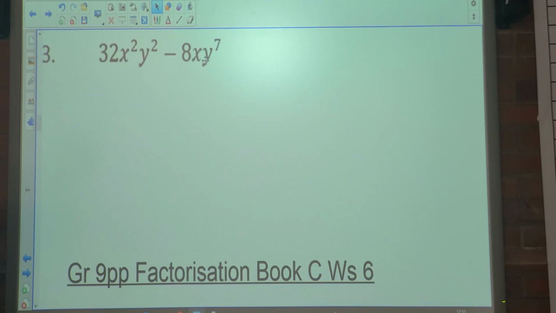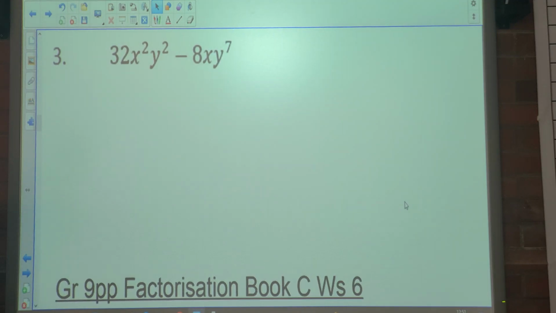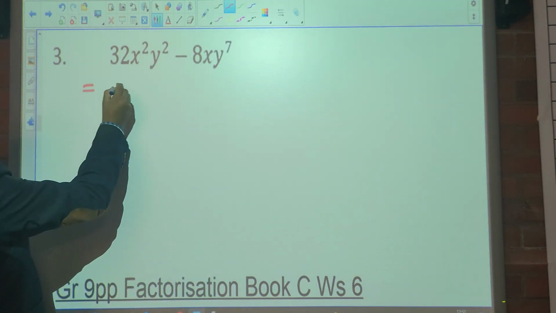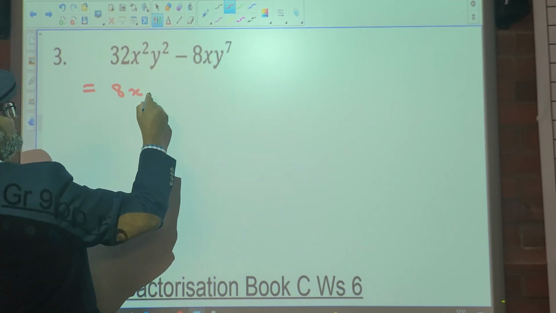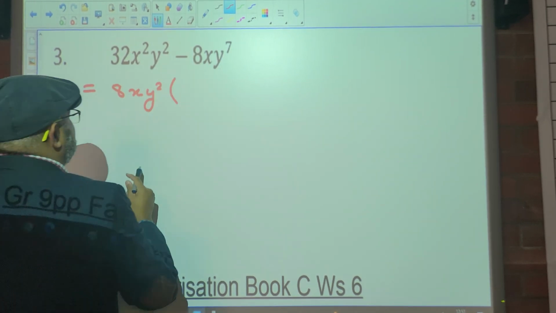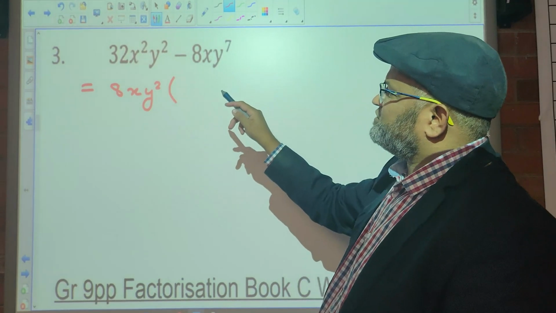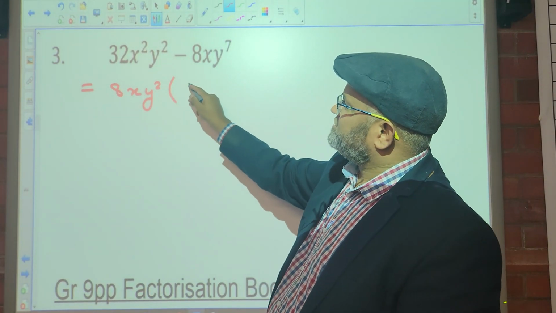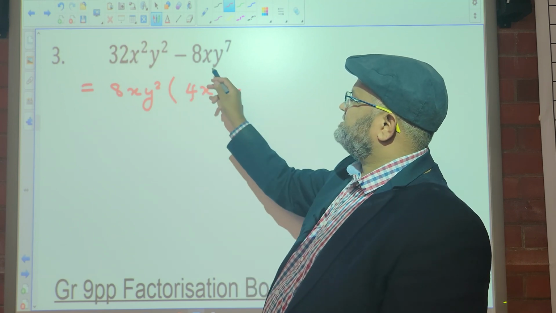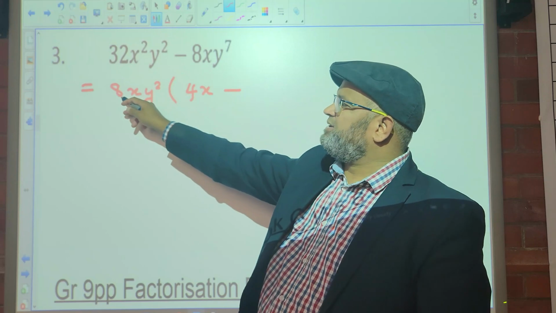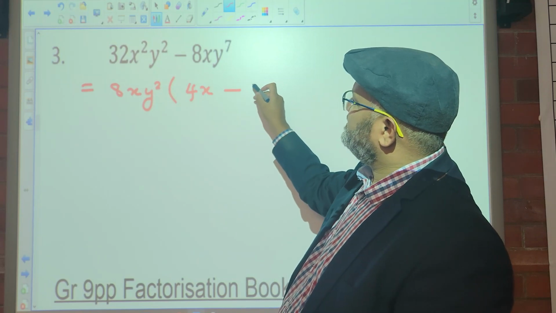Number 3. We've got 32x squared y squared minus 8xy. What do we notice here? Common factor again, not so? With a common factor of 8xy squared. So we say, okay, 32x squared y squared divided by 8xy squared gives you 4x, not so? Minus 8xy divided by 8xy squared is going to give you y.